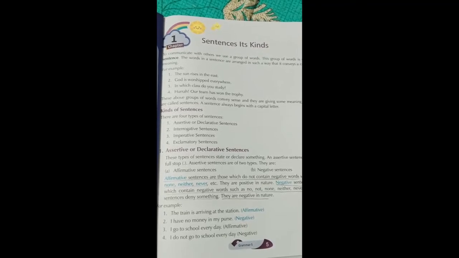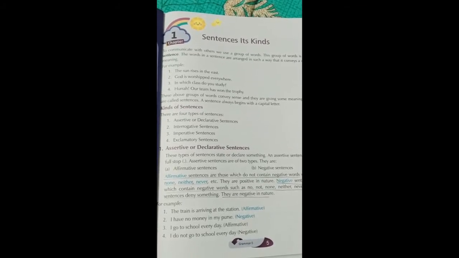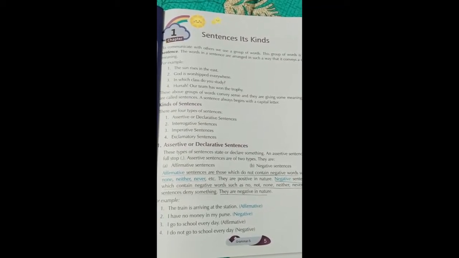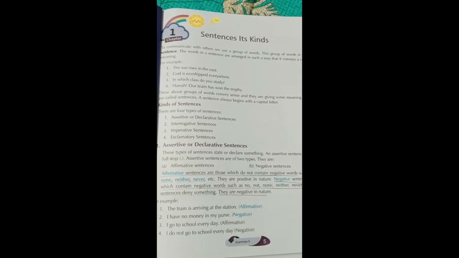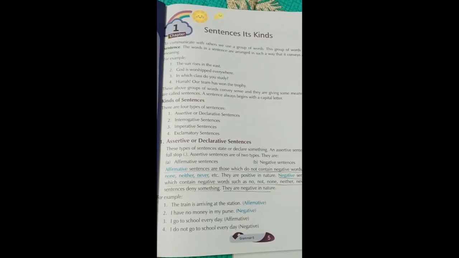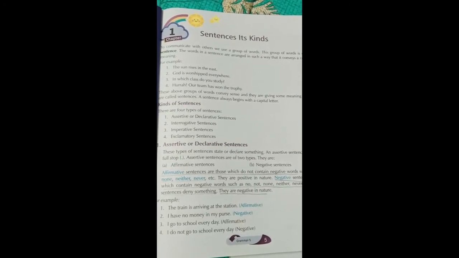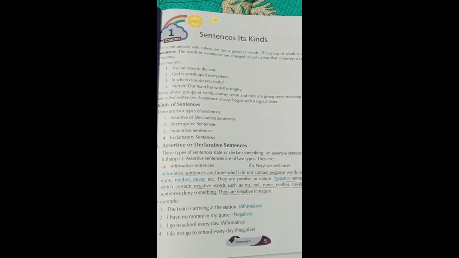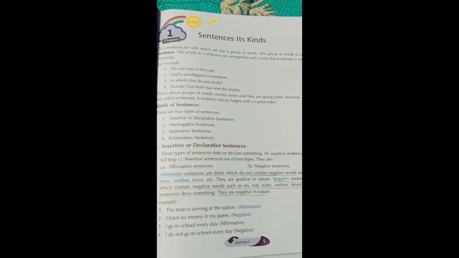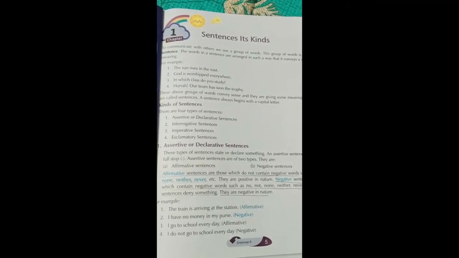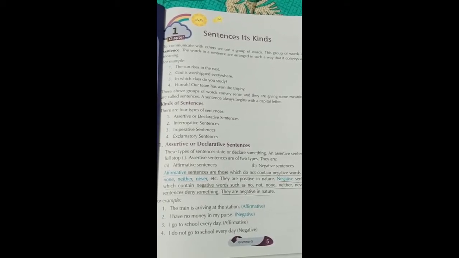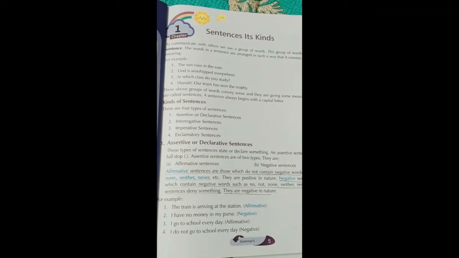Now see the examples given below. The train is arriving at the station. It's an affirmative sentence because here the train is going to come. The second, I have no money in my purse. This sentence shows negativeness, like we don't have any money in our purse. Third one, I go to school every day, affirmative. I go to school every day means I am regularly going to school. It's positive.